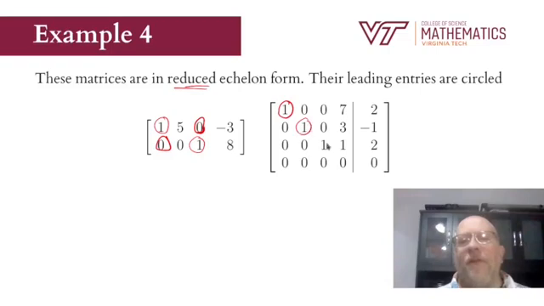This matrix is in reduced echelon form. My leading entries move left to right. That is echelon form. And all the leading entries are 1, and the ones occupy the columns all by themselves. That is reduced echelon form.